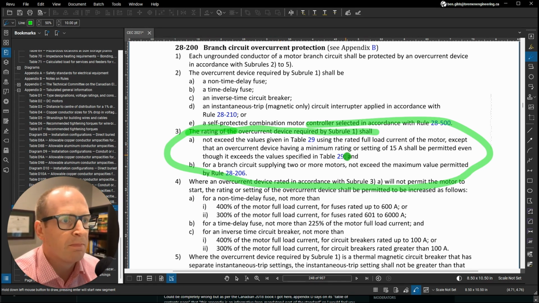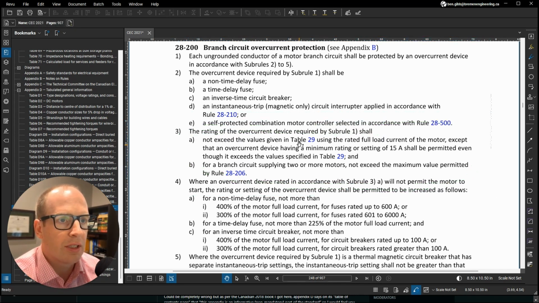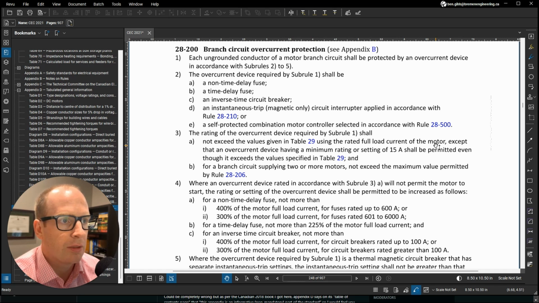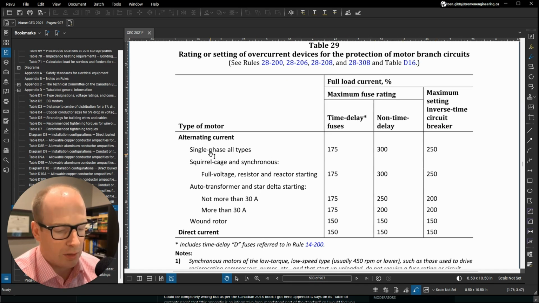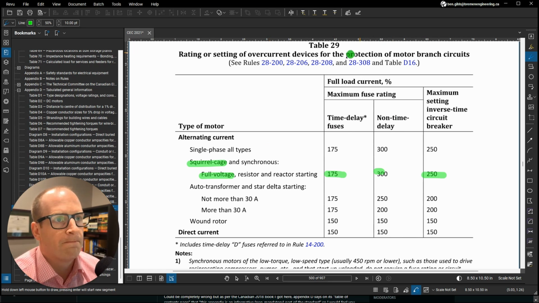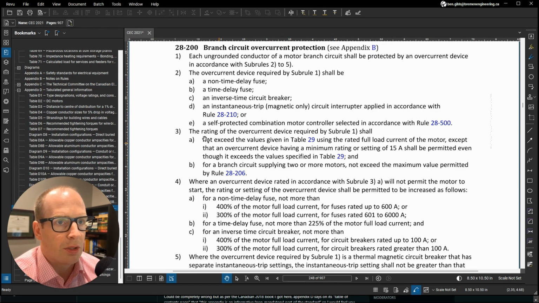Referencing Table 29. And what does it say? That the overcurrent rating shall not exceed Table 29. Let's use an induction motor. Your standard induction motor is squirrel cage, full voltage. So the overcurrent protection for a motor branch circuit shall not exceed 175% for time delay, 300% for non-time delay, and 250% for inverse time. And that's based on 28-200. So why do we have a Table D16 not referenced anywhere in here?